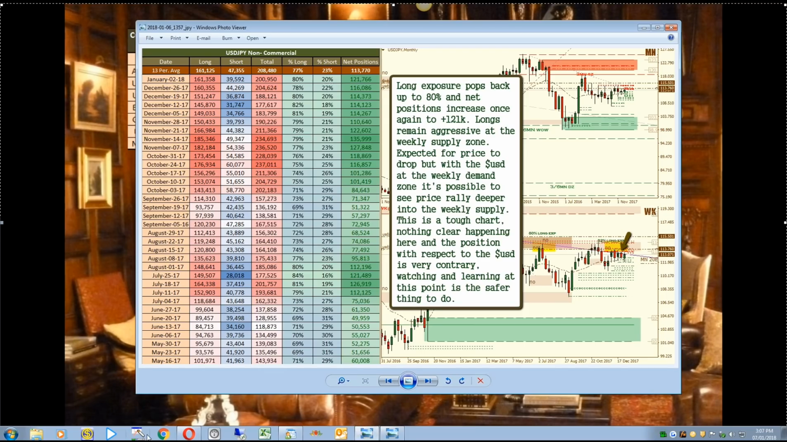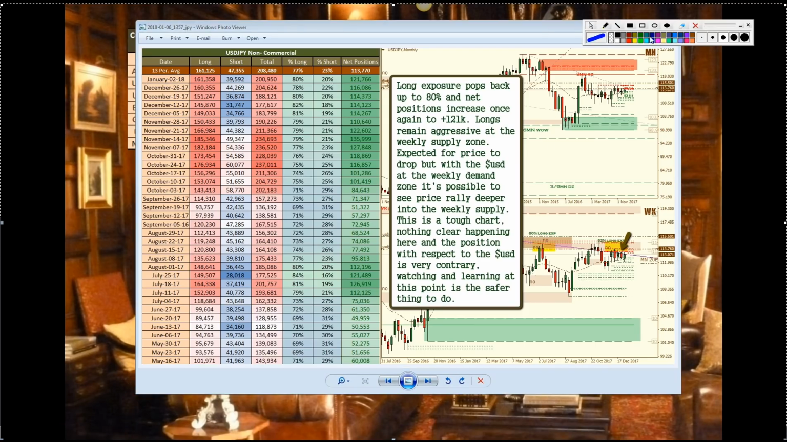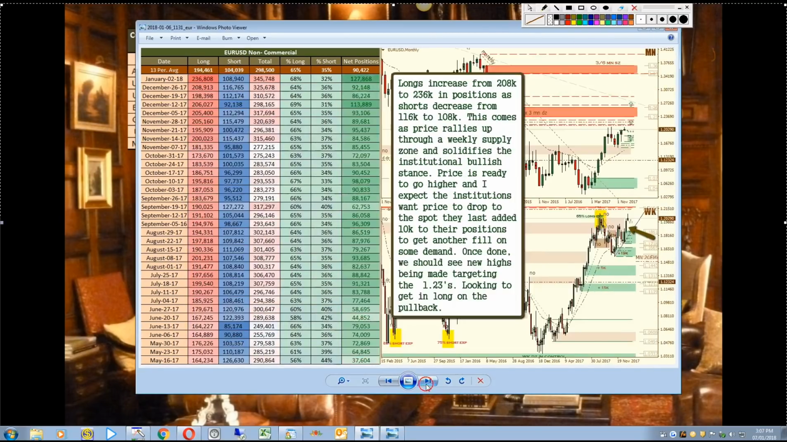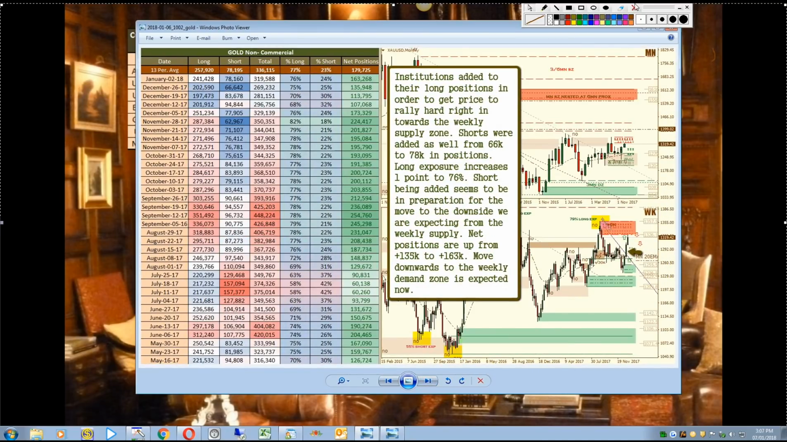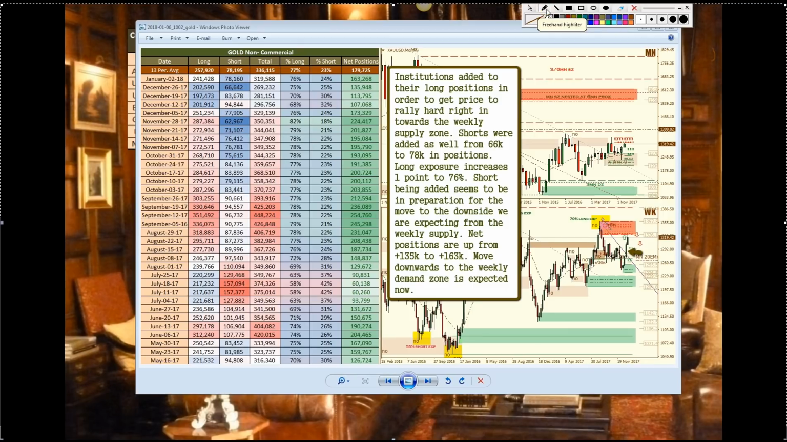So let's get into the data. First, let's get this set up here. There we go. Beautiful. So let's take a look at gold first. Gold. Here we go. So, what do we see with gold?